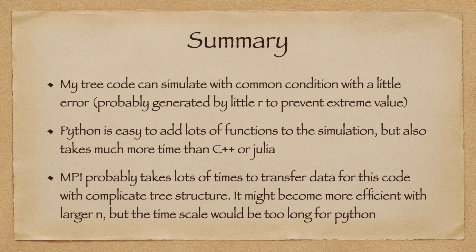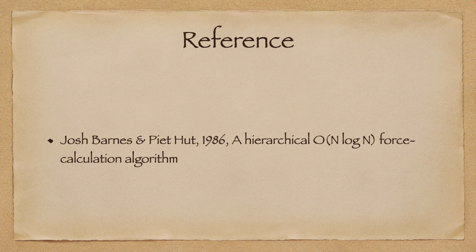And for my code, it has a complicated tree structure, so I think the MPI will take a lot of time to transfer the tree structure to other cores, and it might become more efficient if the N is larger, and the time to calculate the force will become longer than the time to transfer data from the rank 0 core to other rank cores, but the time scale will be too long for Python, so the better way is still to transform the code to C++ or Julia. And this is my reference.